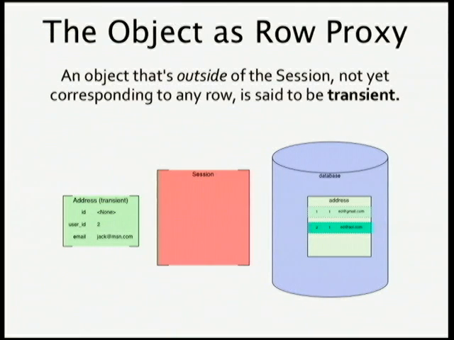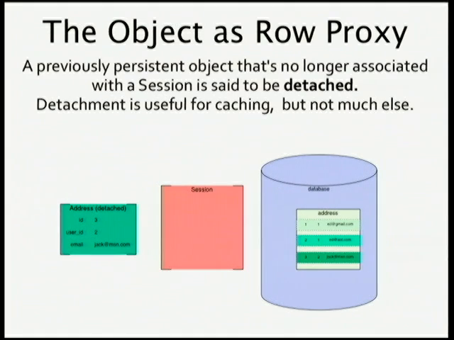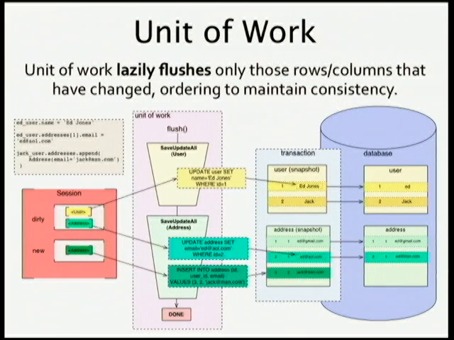An object that's outside of the session that we haven't put in yet is said to be transient. And when we put it in the session and it hasn't been inserted yet, it's said to be pending. So this pending object will become persistent once it's inserted. One more state is called detached, which means that we had an object which represented a row, and then we expelled it from the session temporarily. Detachment is mostly used for caching and sharing objects between sessions. The unit of work pattern lazily flushes only those rows and columns that have changed, trying to order things as consistently as possible, which minimizes the chance of deadlocks.